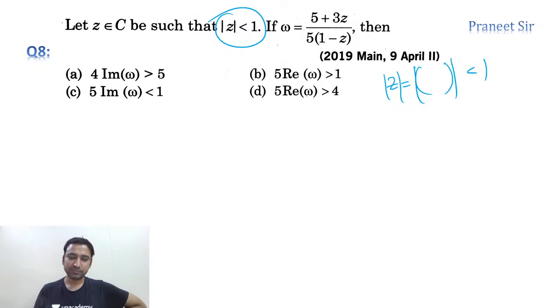Okay, so tell me guys, what is the answer for this? Anyone got the answer? Anyone got the answer for this question? Can I calculate z in terms of omega, guys?